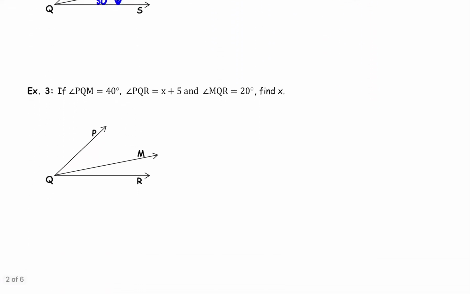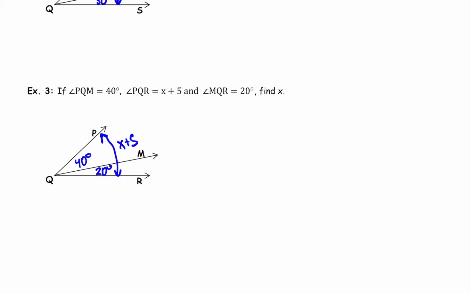All right, our next example, measure of angle PQM, so that's this top angle, is 40. So I'll write that inside here. Measure of angle PQR, so that's the whole angle, is x plus 5. All right, so the whole angle is x plus 5. And then finally, measure of angle MQR, that's the smaller one on the bottom, is 20. So let's fill that in. Find x. So now I need to create an equation.